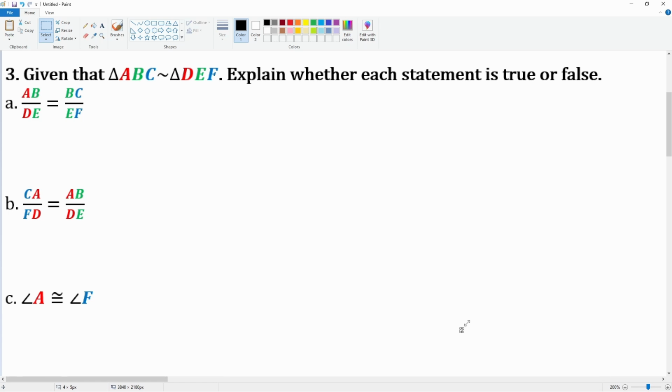So the first vertex is red, so A is corresponding to the vertex of D. B, which is the middle one, green, is corresponding to E, and C is corresponding to F.